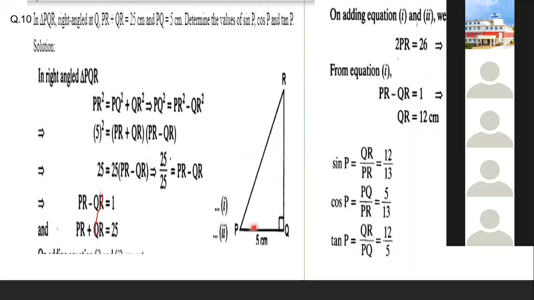Once we get all three sides, the exact values for three sides of a triangle, then come to sine P. So with respect to angle P, sine P is opposite by hypotenuse, 12 by 13. Very good. Cos P with respect to angle P, adjacent by hypotenuse, 5 by 13. Tan P is opposite by adjacent, it is 12 by 5. So remember which side is not there with us. First we need to find that. Sum of these two they gave. First we need to find the separate values of PR and QR, then we need to find sin P, cos P and tan P.